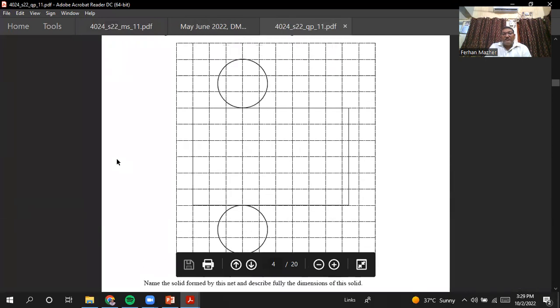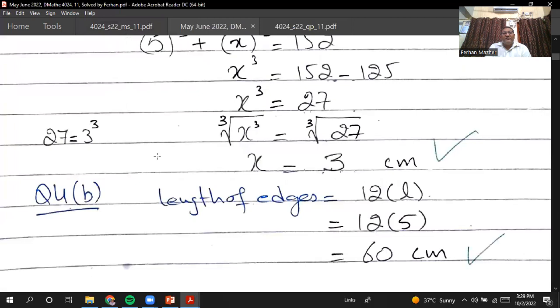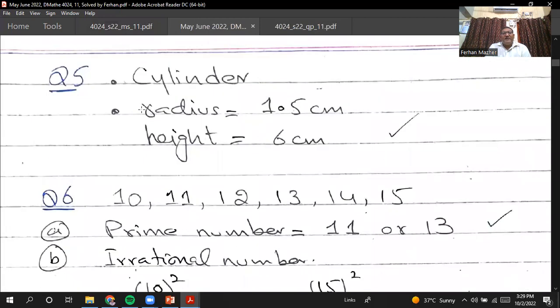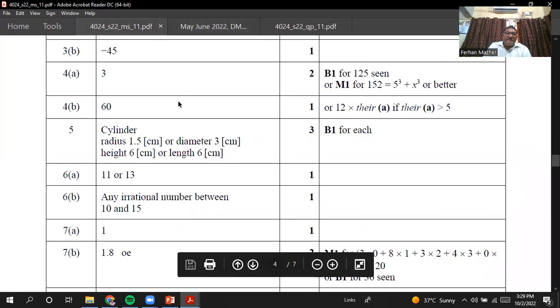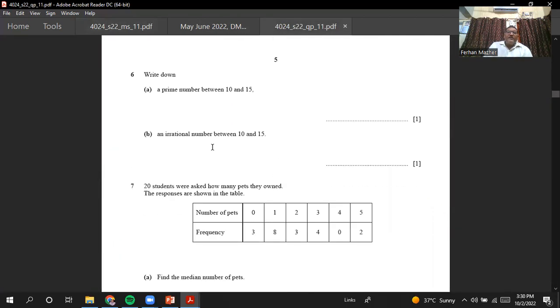You cannot see. Hopefully you understand. It's a 3 marks question. Let me show my answer. So it's a cylinder. Radius is 1.5 centimeter and height is 6 centimeter. Our answers are right. Okay, so we are going to the next question.